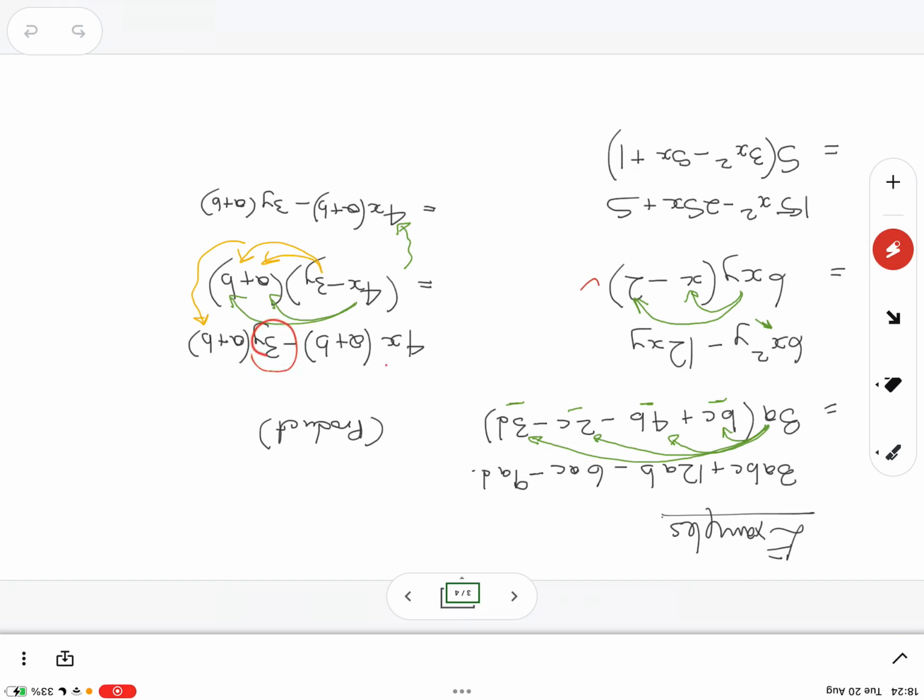Okay, remember this problem here. Let's go back to the previous slide. Remember this problem here? This one here. We took out the common factor of A plus B. And what did we do with these two terms here?